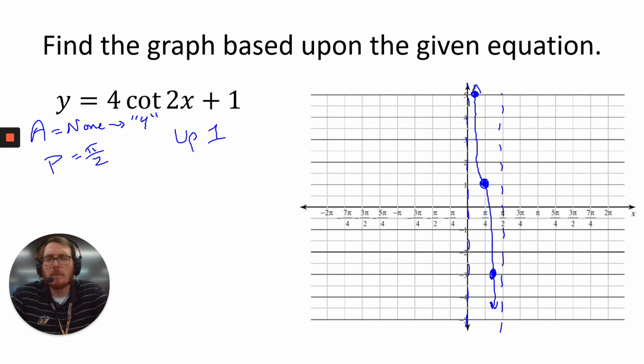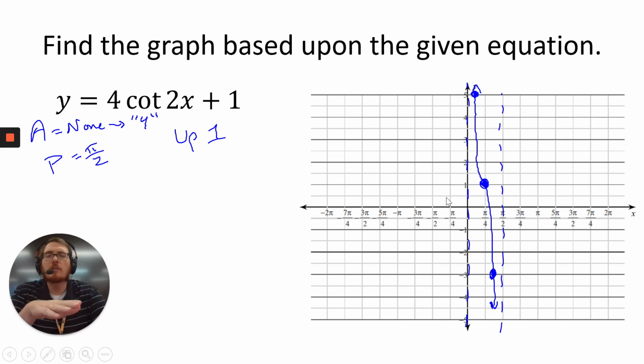Next question is a little bit more challenging because cotangent is typically not used as often. So you notice here the 4 out front is not the amplitude per se, but it's still used in that regard. Cotangent of 2x, the 2, so the period for cotangent is typically pi, and divide by 2, and then move the graph up 1.